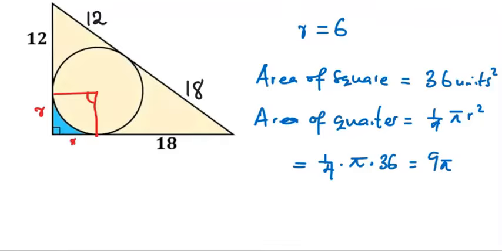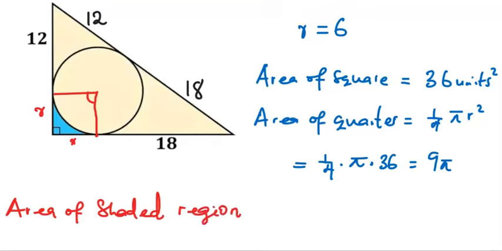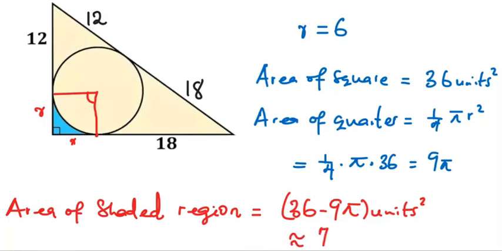Therefore, the required area of the shaded region is going to be equal to 36 minus 9 pi in exact form, units squared, which is approximately equal to 7.725 with the devil's number 6666, units squared.